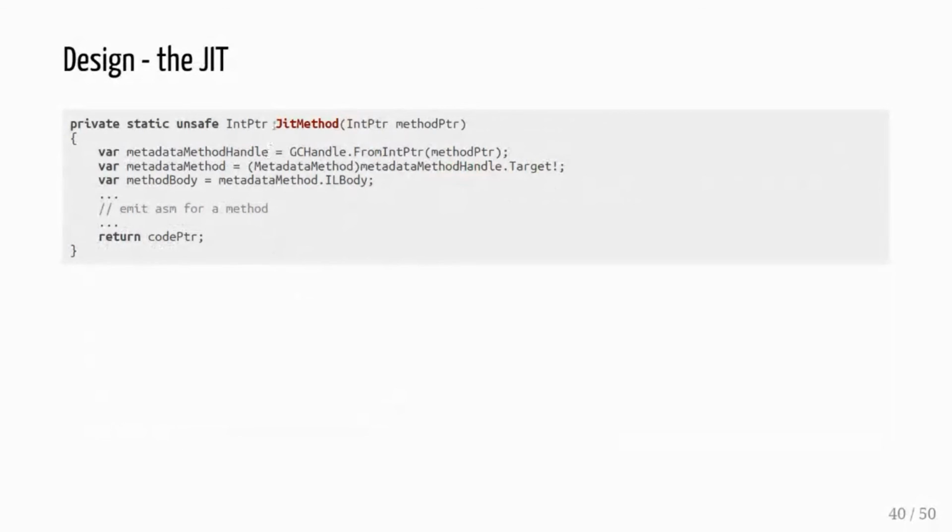And then we have the JIT method, which will be called. And with the magic of GC handles, I'm just getting the IL body from this pointer. And now I have all the pieces in place to interpret it, to emit the code for it.